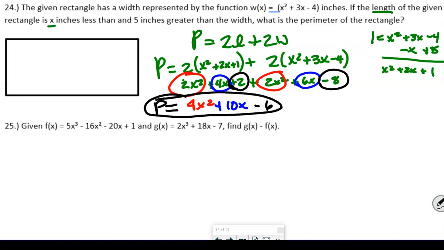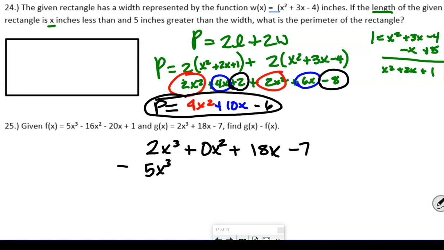Okay? So the last one says, given that f of x is 5x to the third minus 16x squared minus 20x plus 1, and that g of x is 2x squared plus 18x minus 7, find g of x minus f of x, okay? So it's saying g of x minus f of x. So we're going to do 2x to the third plus, I don't have an x to the second, so I'm going to put a 0 there, plus 18x minus 7.